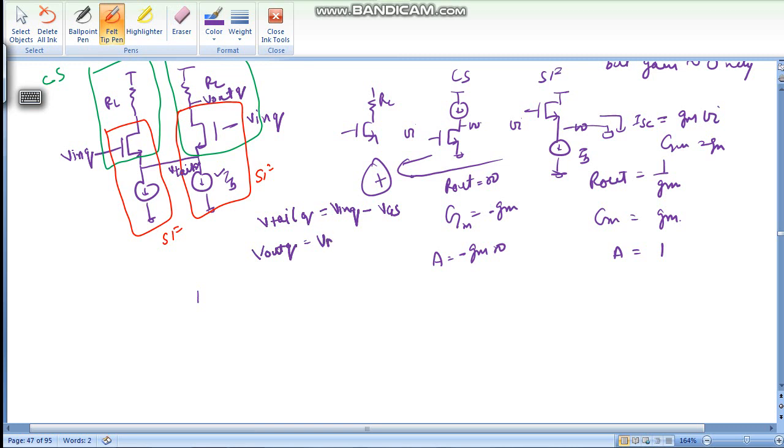V out Q equals to VDD minus IB into RL, because in symmetric condition IB will flow here and IB will flow here. So these are the biasing conditions. I will draw this again and we will see how to find out differential amplifier DC gain.